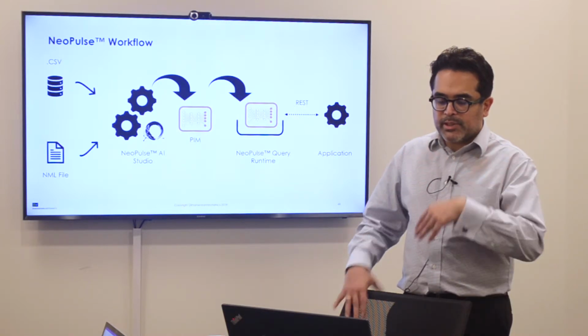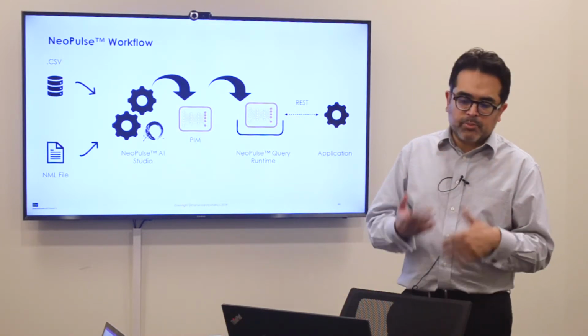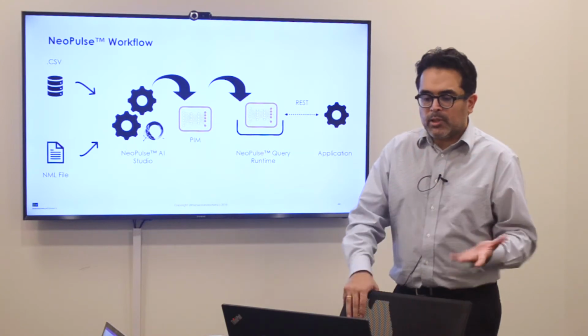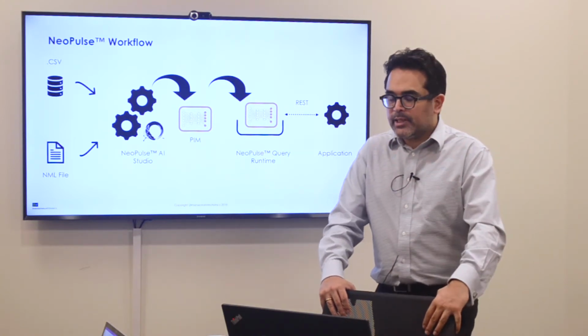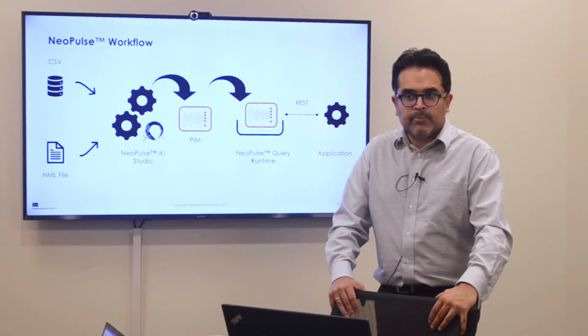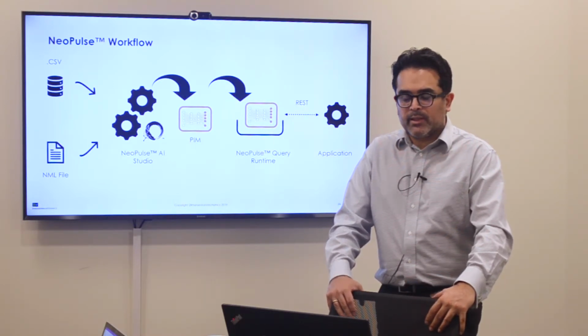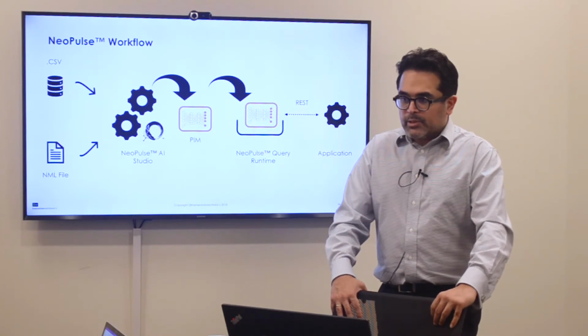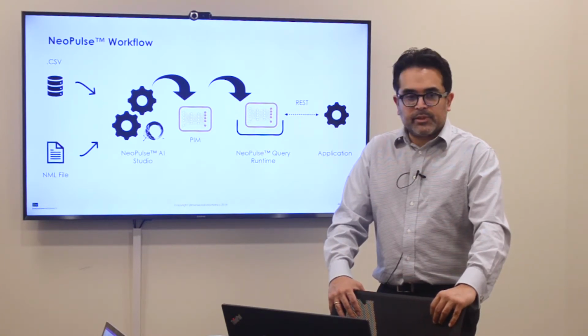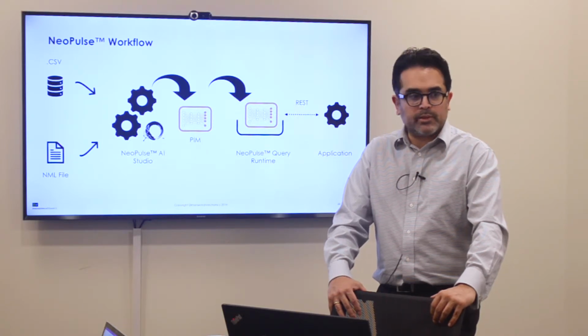Basically once you output that, you just import that into the runtime, and the runtime will automatically generate an interface. It's currently a REST interface that your application can call very easily. Which means that you don't have to explicitly define an interface. You don't have to explicitly define any sort of data structures that are needed to query the model, and so on.